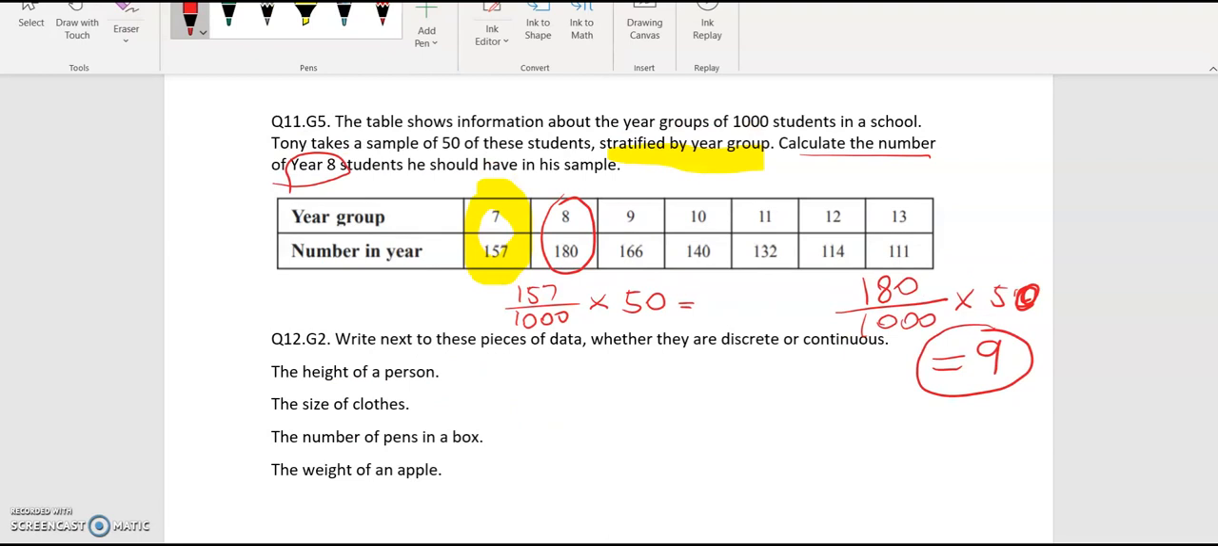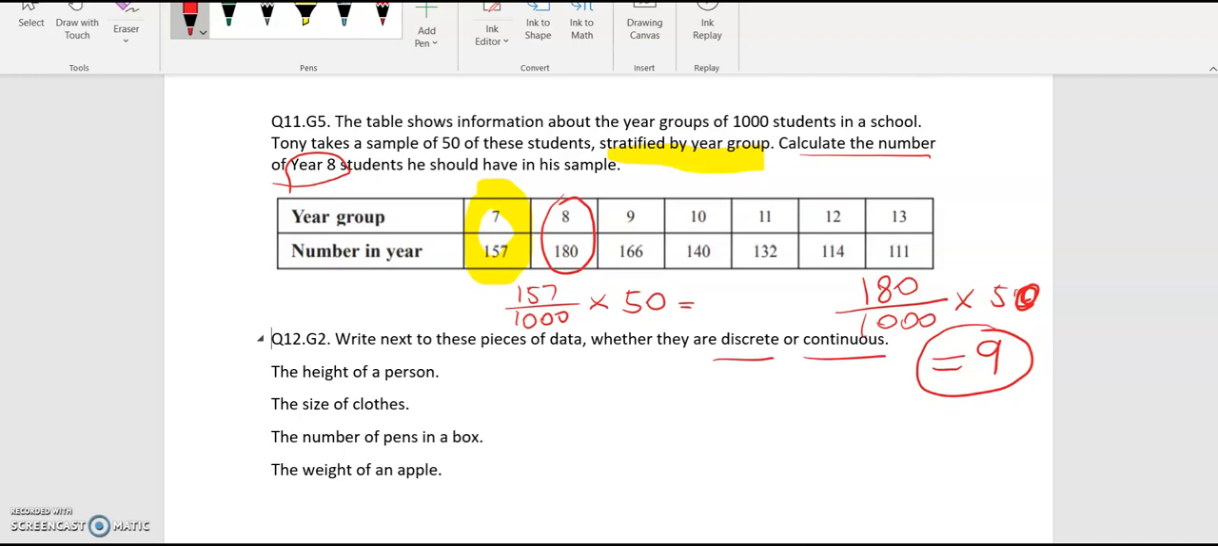Question 12 is more of a statistics question rather than probability, but we've had to move this to this progress check due to the specific number of marks that we needed to have for one progress check. So we've got to write next to these pieces of data whether they are discrete or continuous. What is the difference between them two?